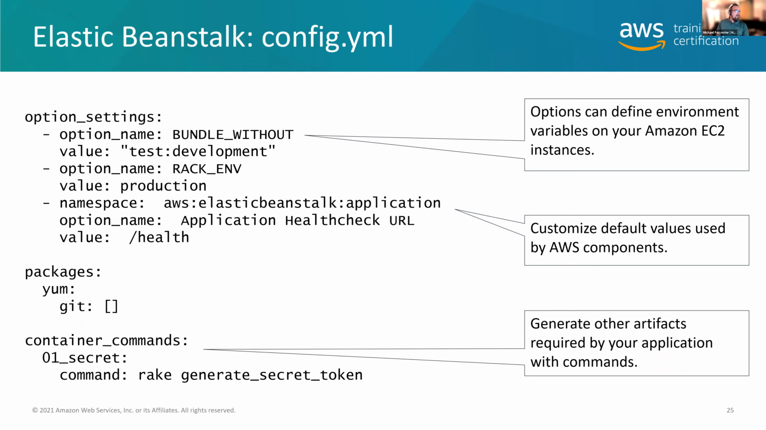Here's an example of the config.yaml, right? Some environment variable options, right? Packages that you install in your instances like Git or Python or whatever. Although if you choose a Python runtime, it'll do that for you. Here, generating other artifacts required by your application. They're using Rake, which I typically only use with Ruby, but I know you can use it with other things. Interesting.